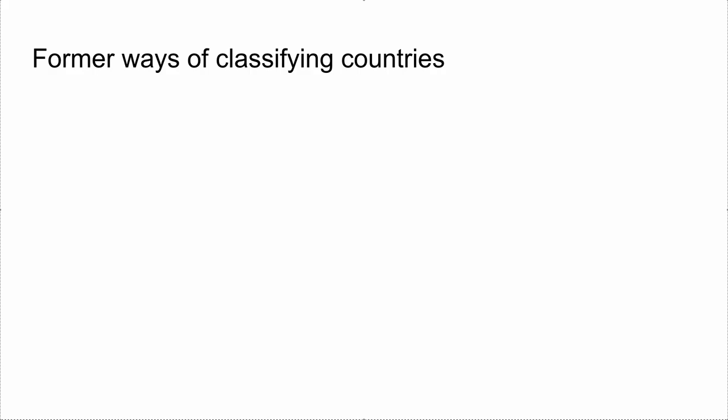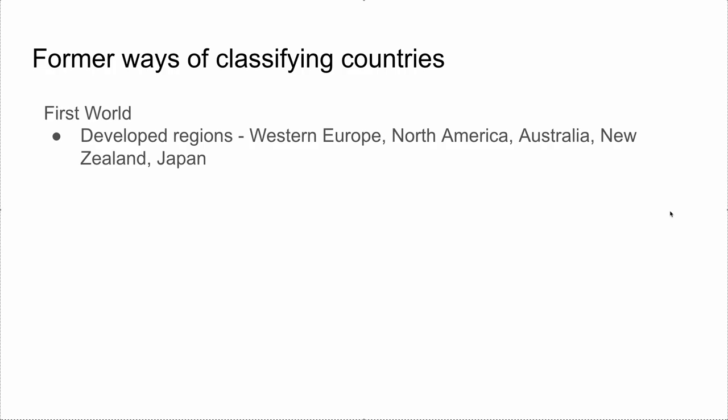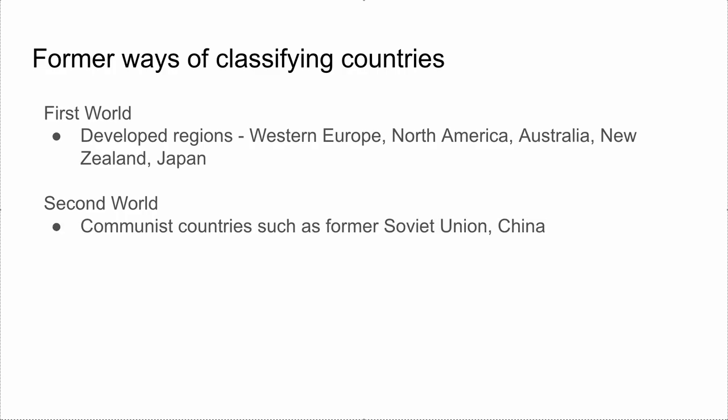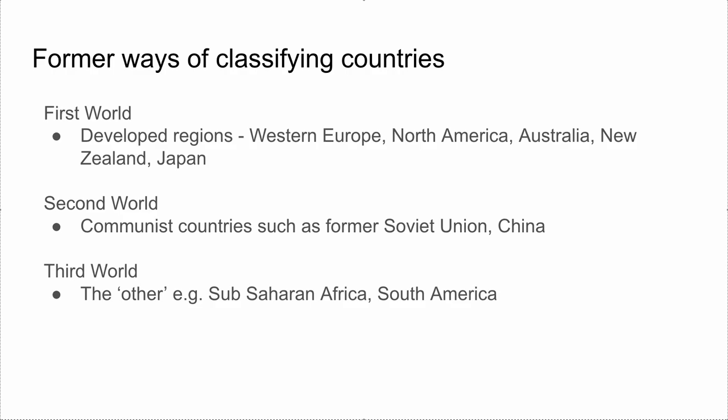So during the Cold War, from 1947 to 1991, there was a way of classifying countries into 3 different categories. The first world being the capitalist countries and also considered the developed regions. The second world being the communist countries. The former Soviet Union and China were examples, but also Cuba, North Korea. Third world were then considered the other countries found in sub-Saharan Africa and South America.